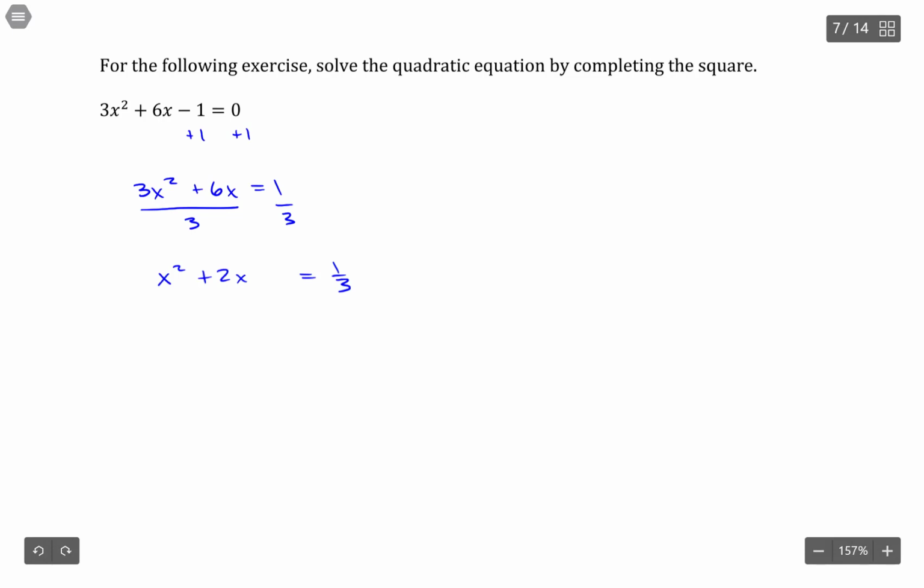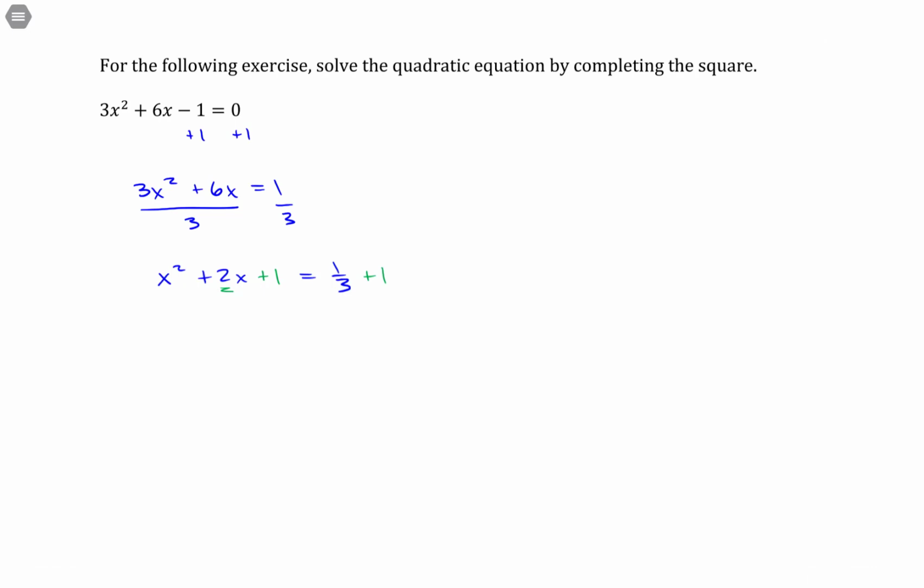Now, the next step in the process is actually completing the square. So we're completing this square trinomial here. The way to do that is to take the number that's multiplying x, which is your linear variable. So take that coefficient, which is 2, divide it by 2, which gives you 1, and square it. So then you add 1 to both sides of the equation.